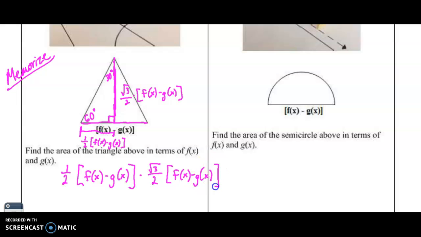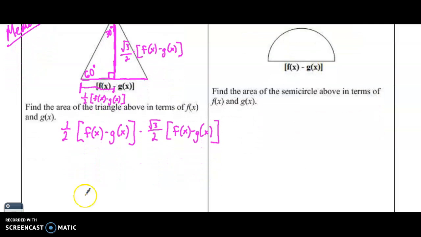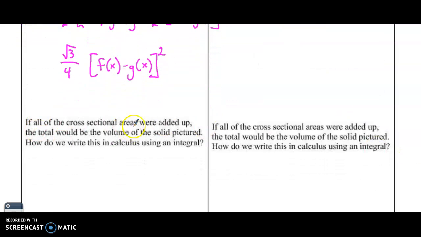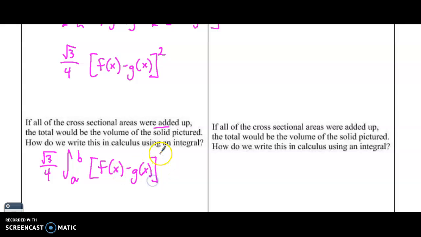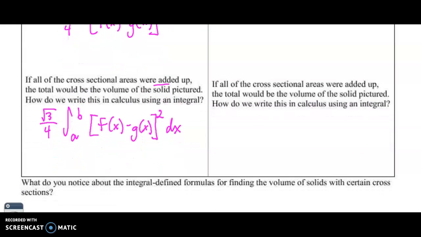And so you can memorize that if you have equilateral triangles for your cross sections, 1/2 times √3/2 would be √3/4, and f of x minus g of x times itself would be f of x minus g of x squared. And so what's the area of all of them if we added all of them together? We can move that constant in front: the integral from a to b of f of x minus g of x squared. And again, this is perpendicular to the x-axis. So if they had perpendicular to the y-axis, you just make sure everything's in terms of y.